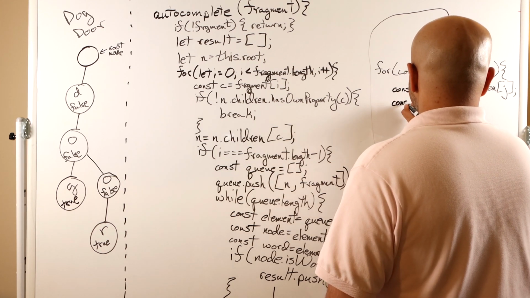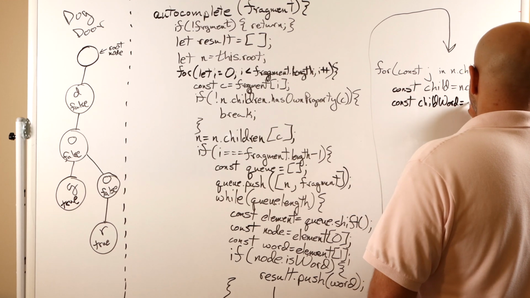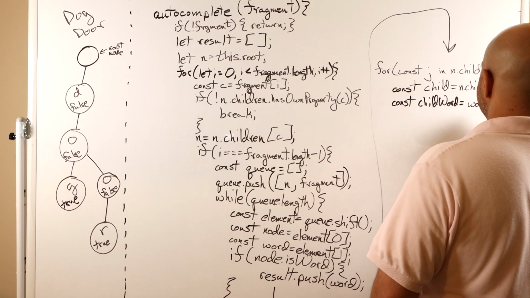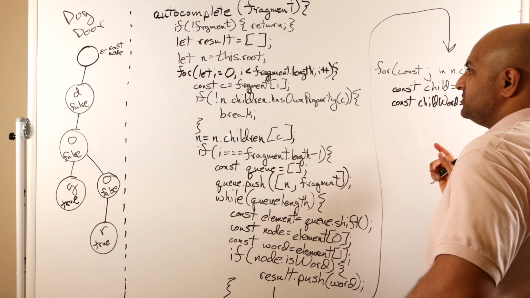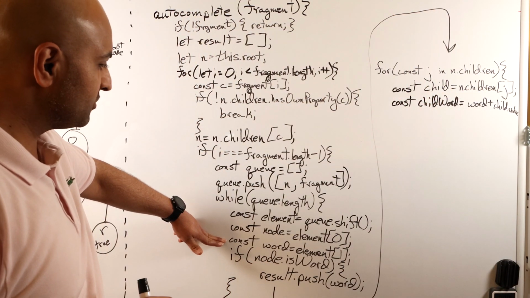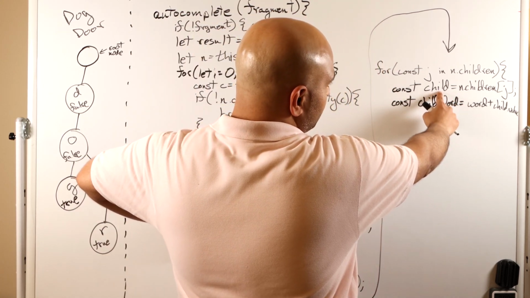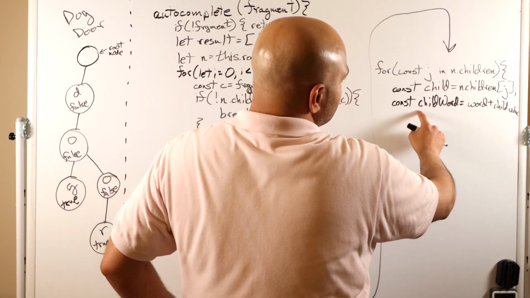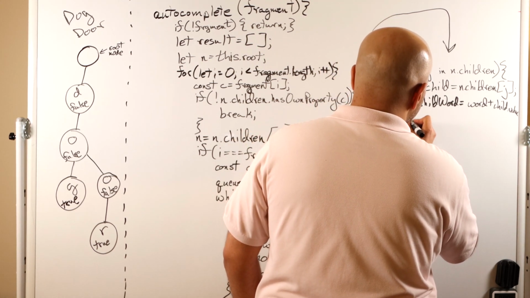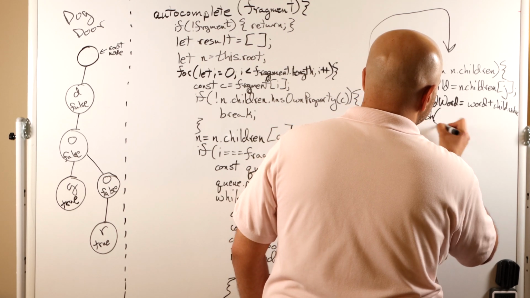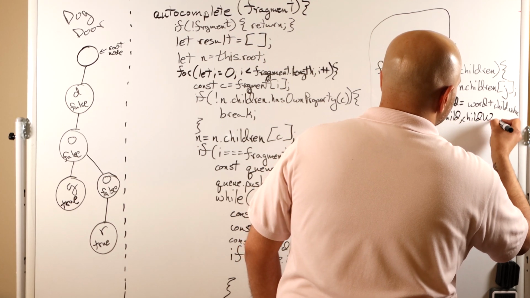So let's go ahead and say const childWord equals word plus child.value. So what I'm doing is I'm taking the word that we have right here, and I'm taking the value that corresponds to the letter represented by this child node, and I'm concatenating them together to create this new word called childWord. And then I'm going to add both of those to our queue, using the push method. So q.push child and childWord.